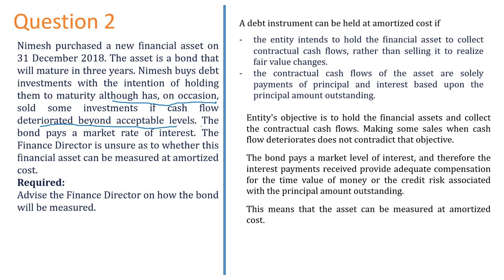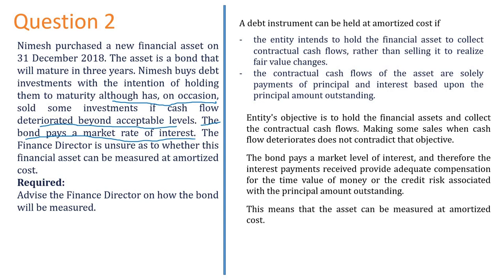Right? The bond pays market rate of interest. Look at this, this is a critical point. The bond pays market rate of interest. ඒ කියන්නේ දැන් මේ bond එක දැනට තියෙන market එකේ interest rate එක pay කරනවලු. The finance director is unsure whether this financial asset can be measured at amortized cost or... අපිට ඔළුවට නම් එන්නේ එකපාරට මෙයා fair value through OCI කියලා නේද? Right. Look at the answer.